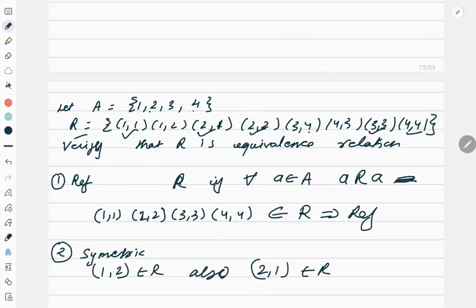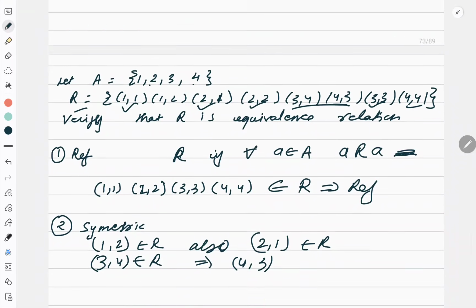(2,2) obviously it will work. (3,4) is there, then (4,3) should be there. So, okay, (3,4) is there, which implies (4,3) is there. And then (3,3) and (4,4). So it is symmetric also.